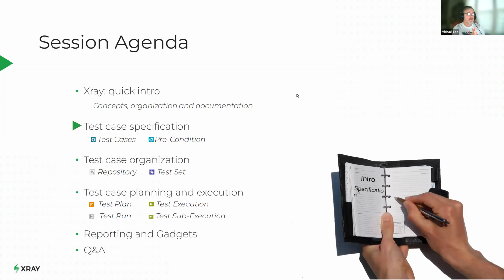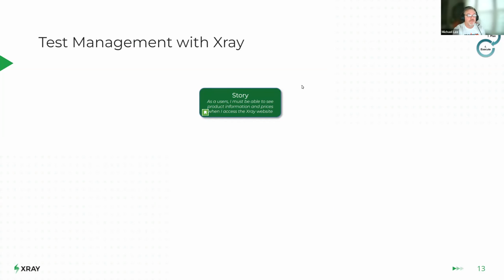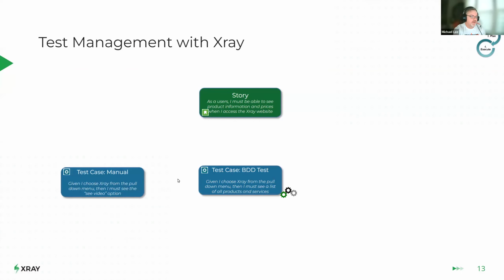All right, so the first thing we're going to look at inside the software is how we specify test cases. We're going to start with a story. What I'm going to use is looking at a website, and then I'm going to define a manual test case, and then a BDD test, which is the Cucumber test, and then a generic automated test.